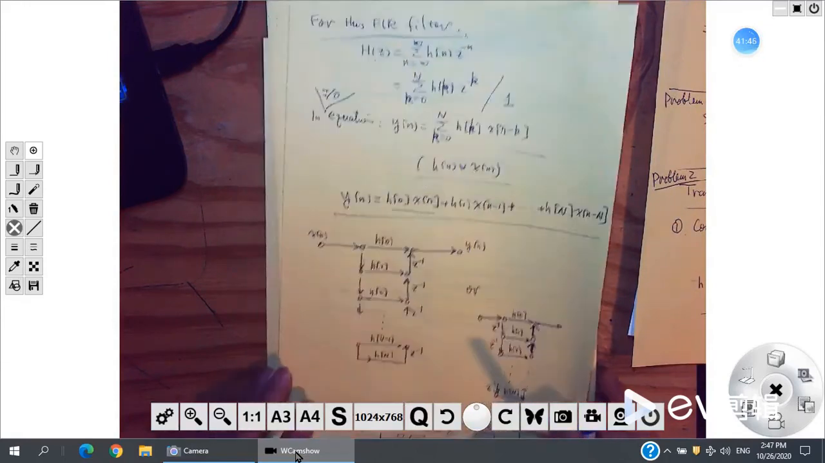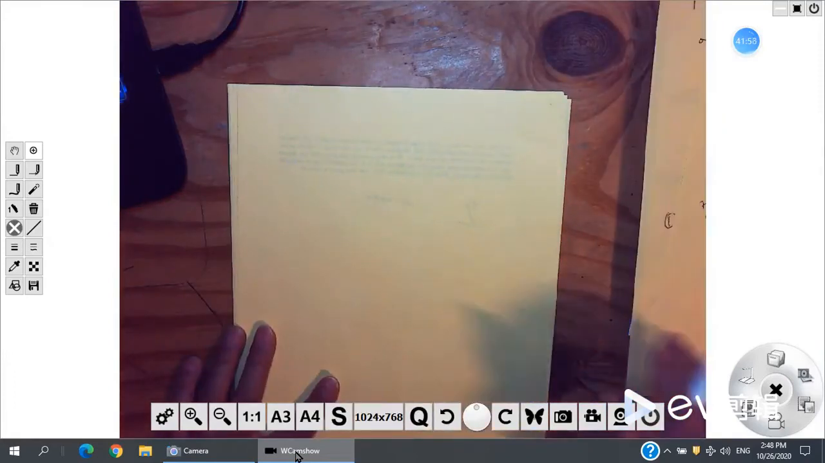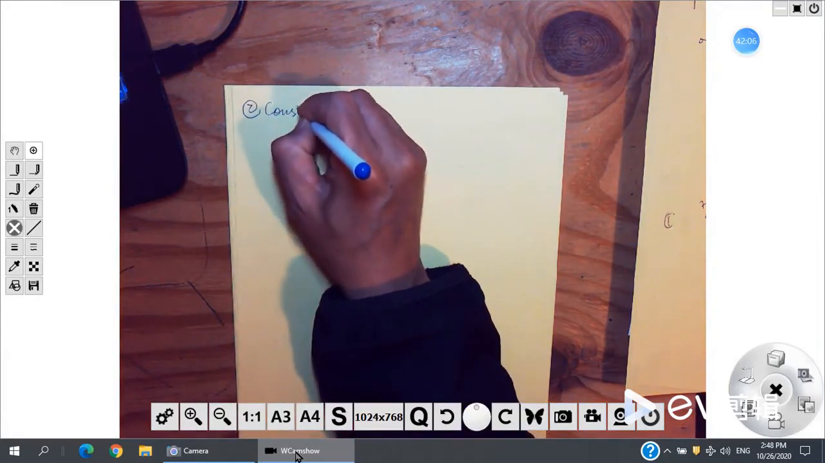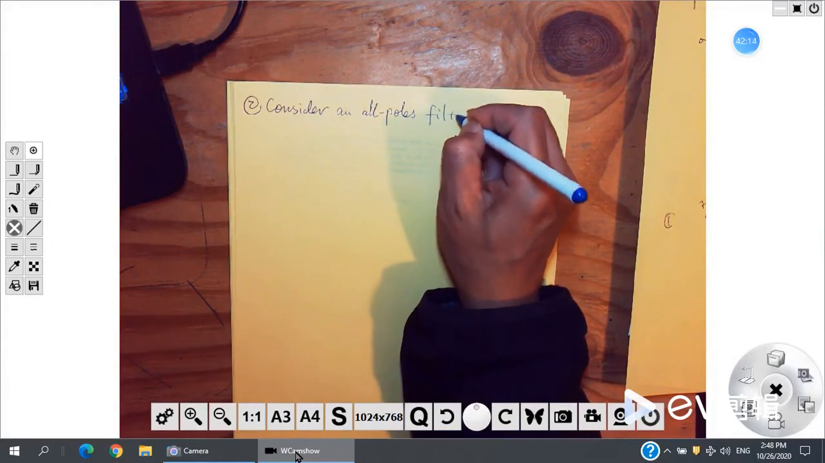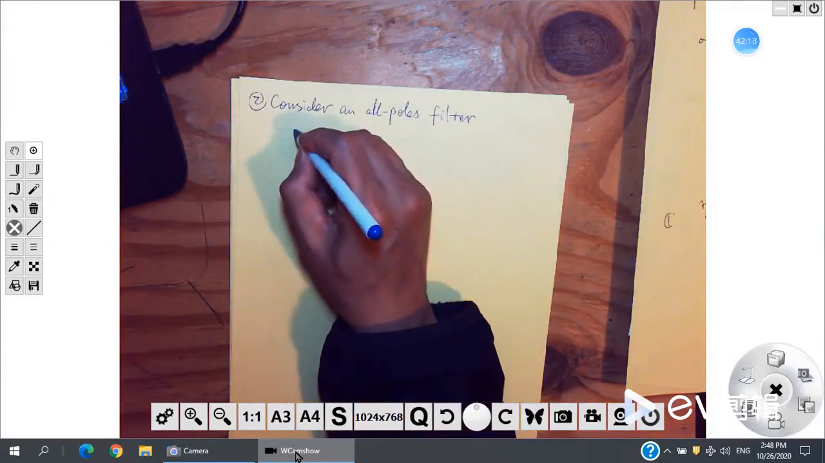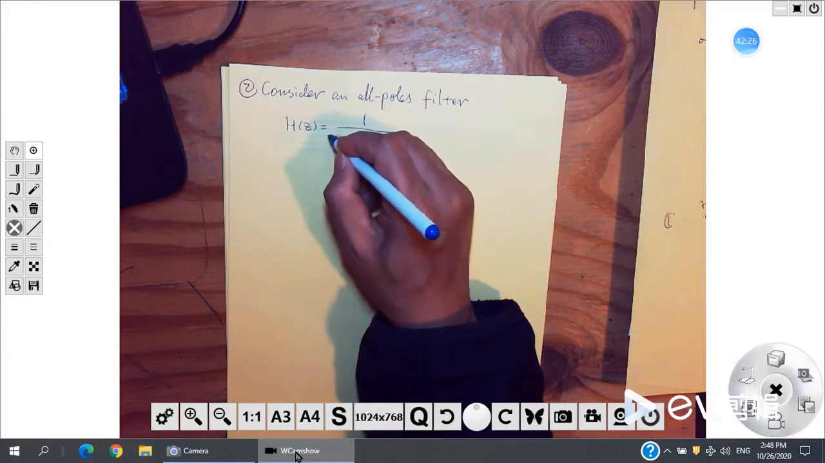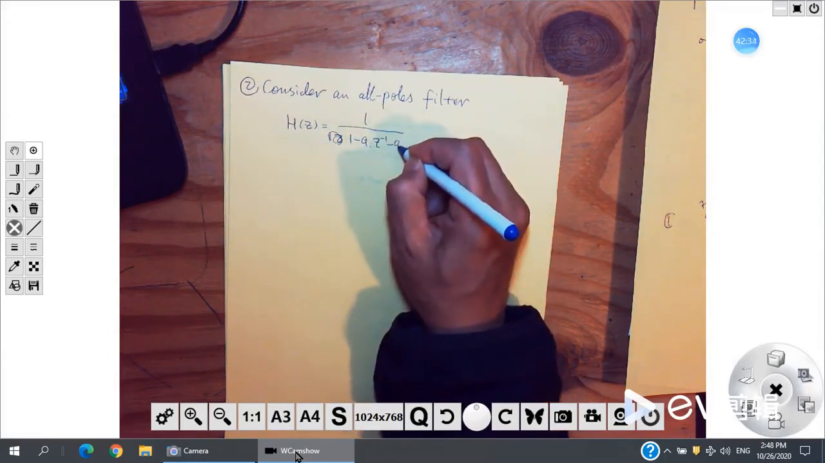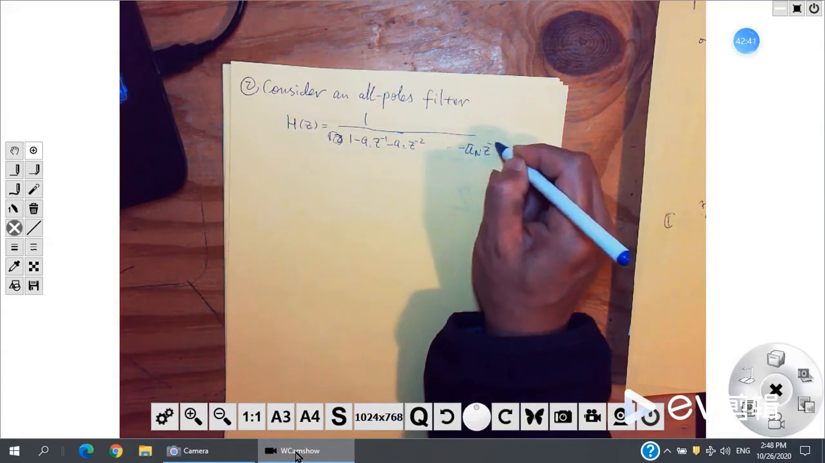Then the second one, we consider the other side. Actually, it's an IIR filter. One could consider the general case, but we consider the simple case. We consider an all-poles filter. In this case, H of z will equal 1 over something, let's say 1 minus a1 z to negative 1 minus a2 z to negative 2 minus a n z to negative n, like this case.